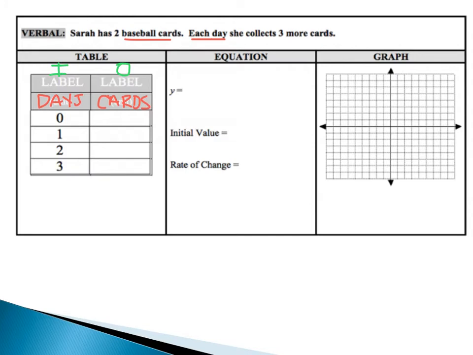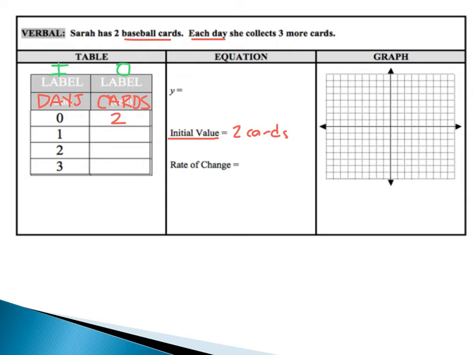So we can think through this table: after 0 days, what does 0 days mean? That's how many cards she starts with. It says in the problem that Sarah starts with 2 baseball cards, so our initial value is going to be 2. This is one thing we're going to be looking at in these functions or relationships: what is the initial value? What we just found is that the initial value in this case is 2 cards. So the initial value represents how much you already start with.